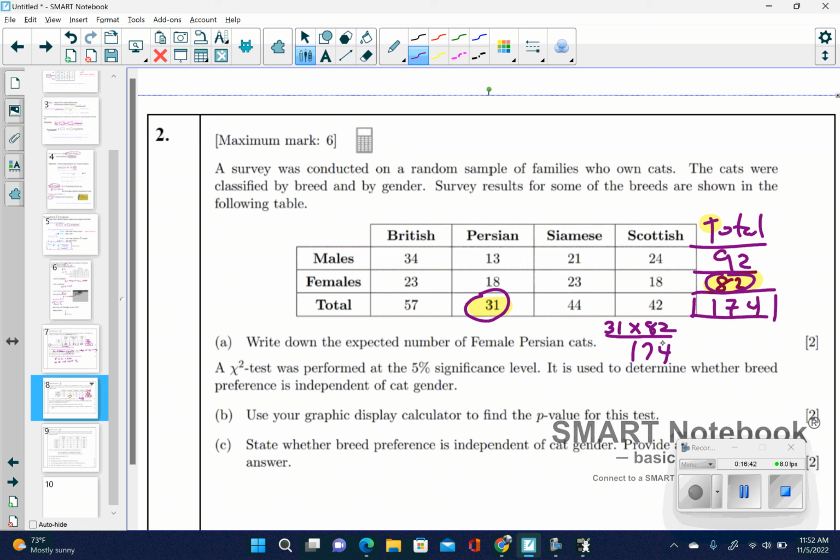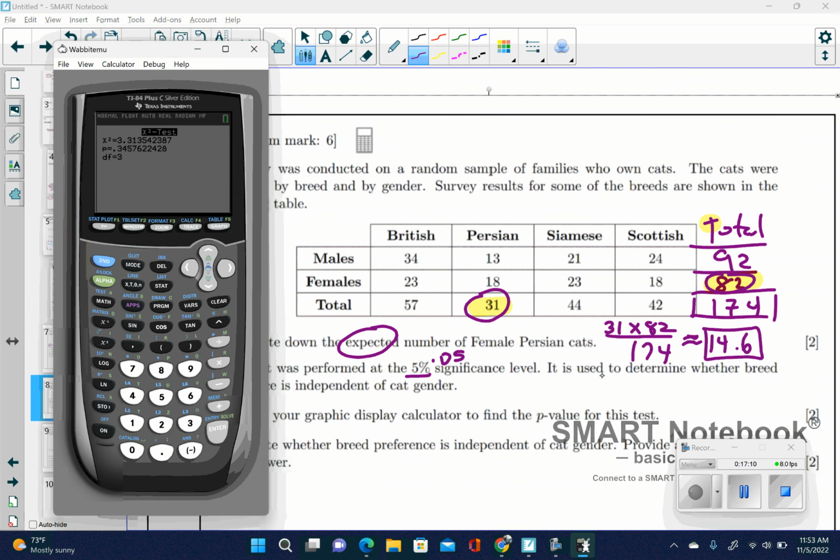So this kind of goes back to expected number. So 31 times 82 divided by 174 is about 14.6. So 14.6 is our expected number. Okay. So chi-squared was performed at the 5% significance level, so that's 0.05, and it is used to determine whether breed preference is independent of cat gender.